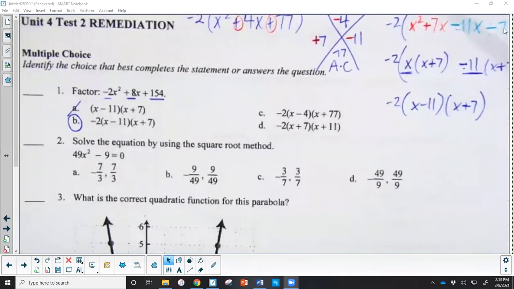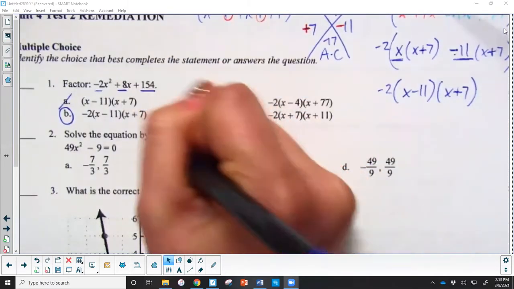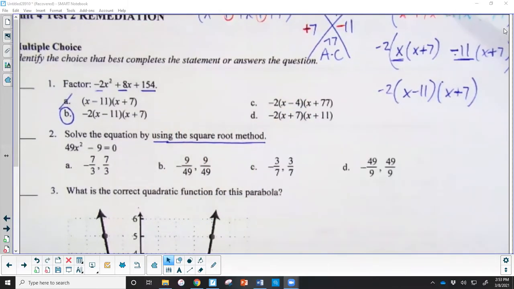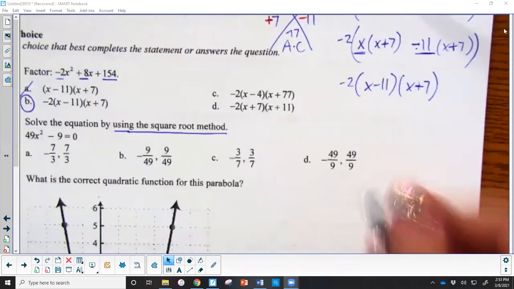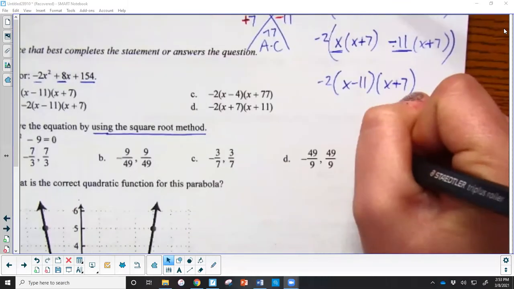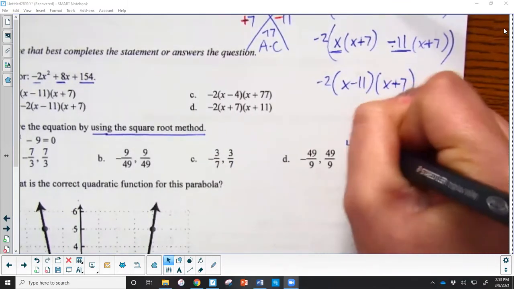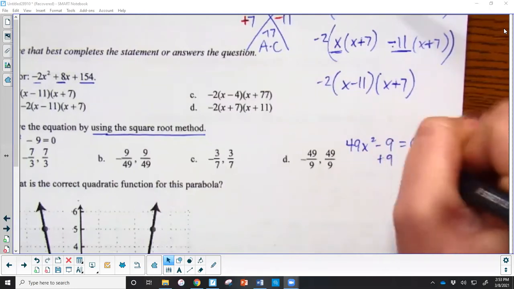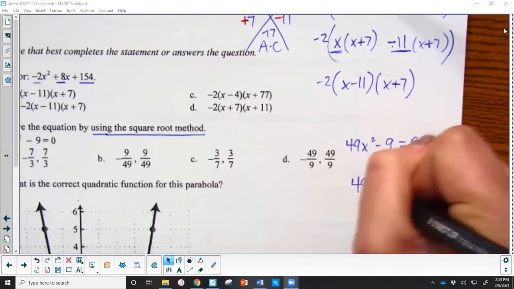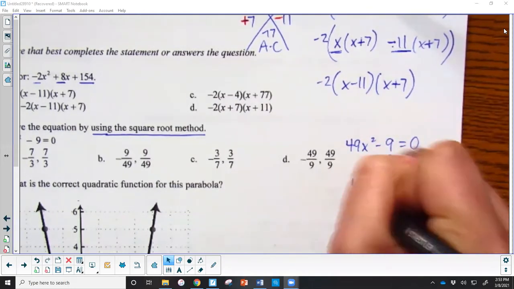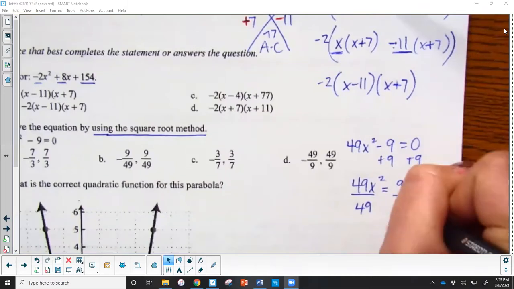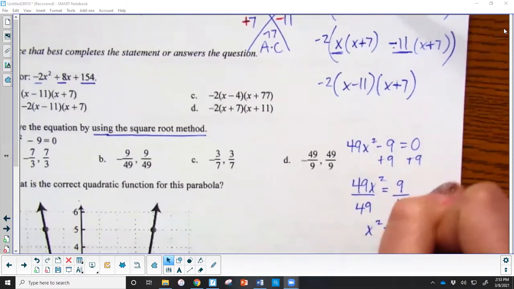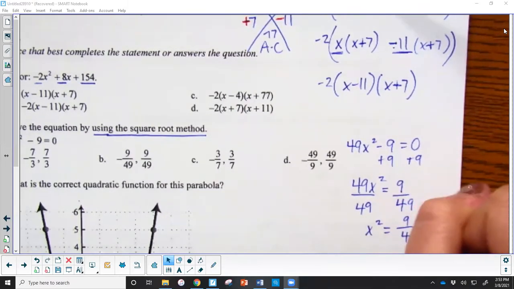All right, number 2, solving by the square root method. That means I need to get x squared by itself. So I'm going to rewrite this kind of over here. 49x squared minus 9 is equal to 0. Add 9 to both sides. Then I'm going to divide by 49. X squared is equal to 9 over 49.